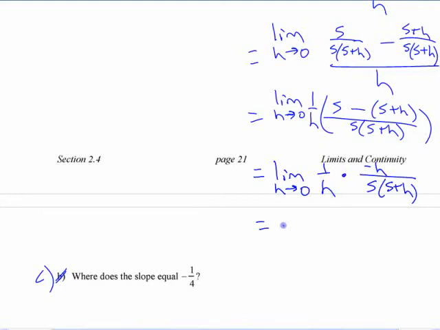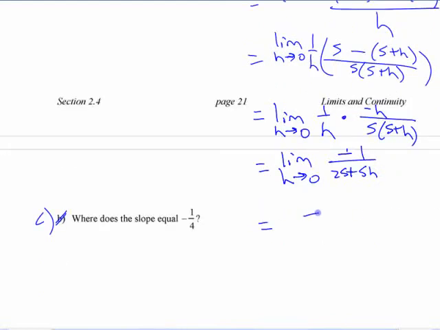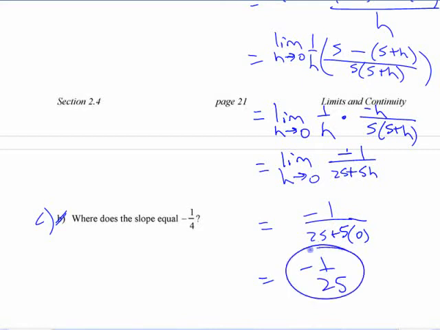The h's cancel. We got the limit of, because it still can't sub it in until we change it to this, negative 1 over 25 plus 5h, I guess, if you want to multiply it out. If you want to sub it in now, you can sub it in. Negative 1 over 25 plus 5 times 0. So negative 1 over 25. That's the slope at 5, okay?